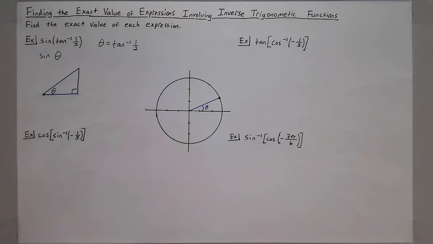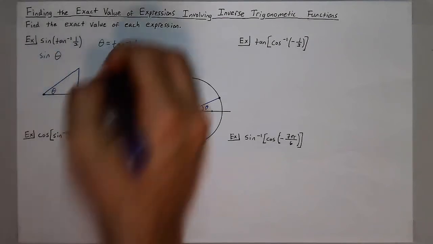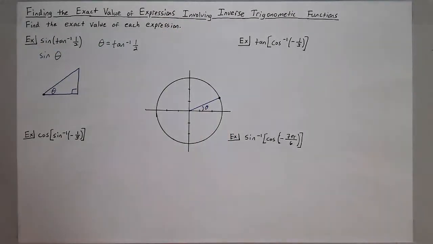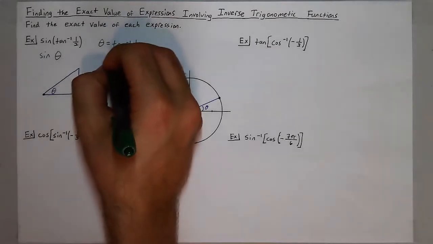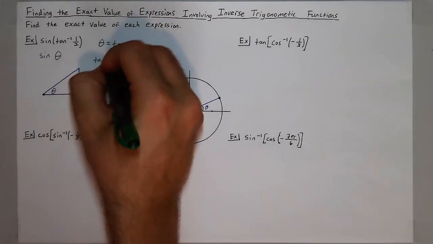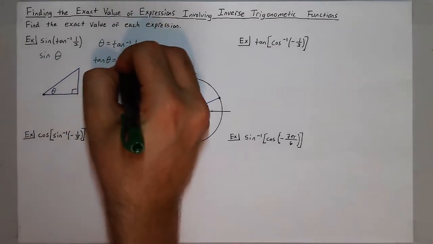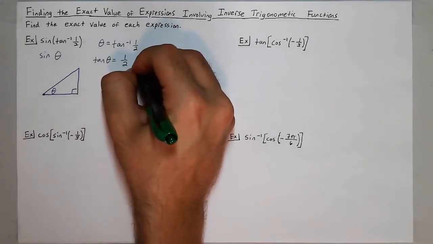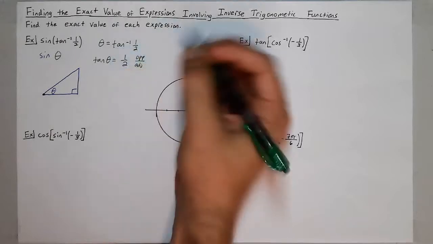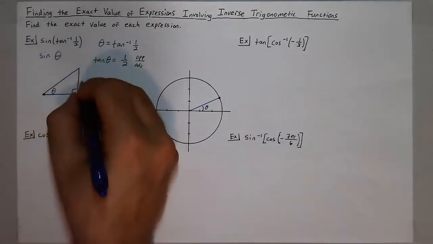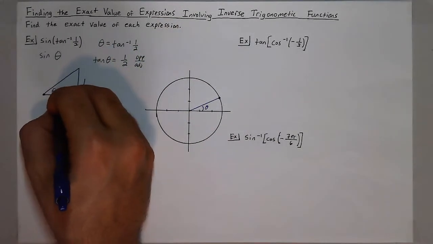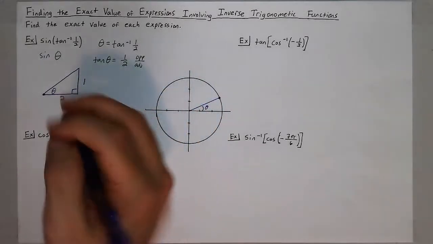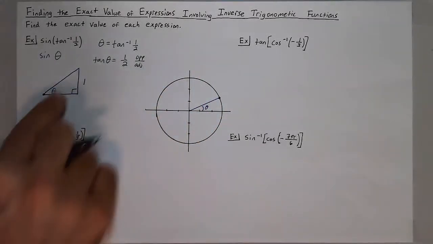So now that I know what theta is, using that same statement, I can also say that tangent of theta is equal to 1/2. I know tangent as opposite over adjacent. So on my right triangle, I'll put 1 as the opposite side and 2 as the adjacent side. And now I have a right triangle I can solve.